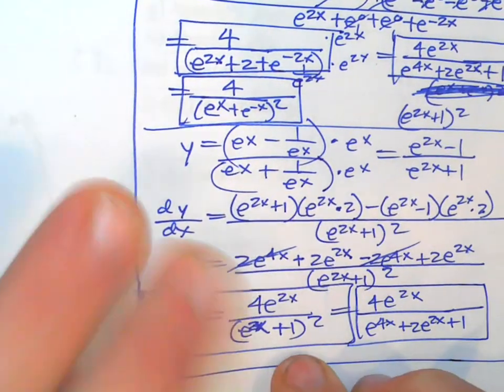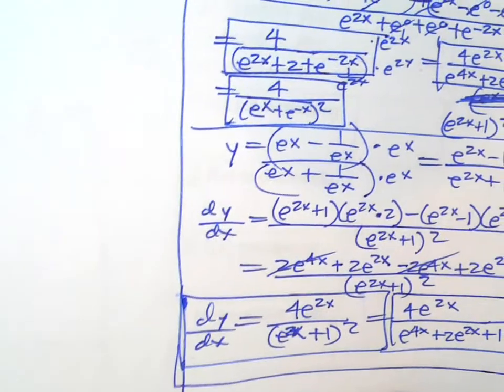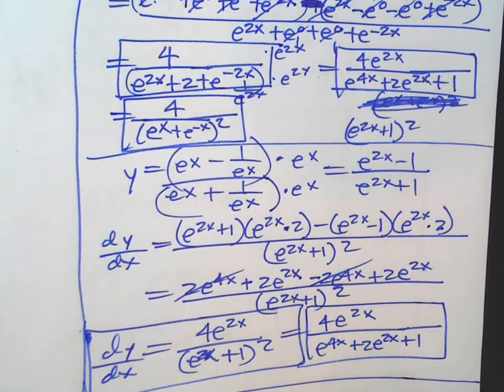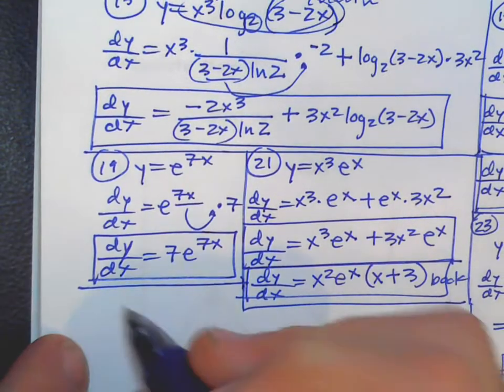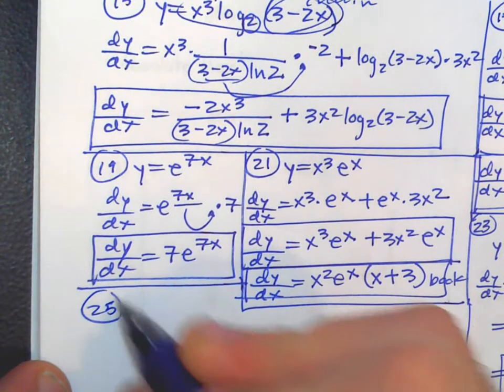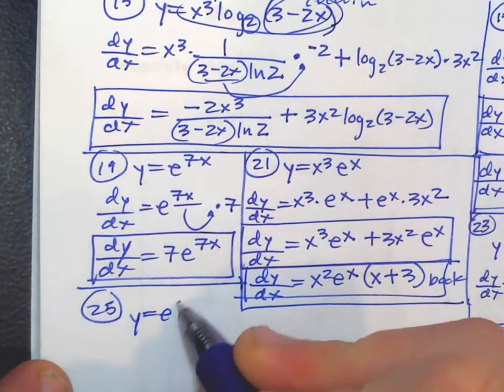So I kind of like that. Sometimes you should consider making some changes to the original problem before you dive into the derivatives. Okay, 25 is y equals e to the x tan x.